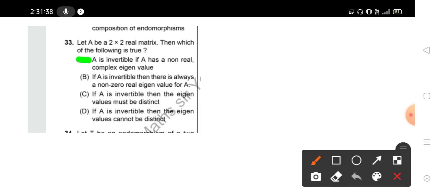Here, check for option B. If A is invertible, then there is always a non-zero real eigenvalue of A. This is not possible. No, there is not always a non-zero real eigenvalue of A.